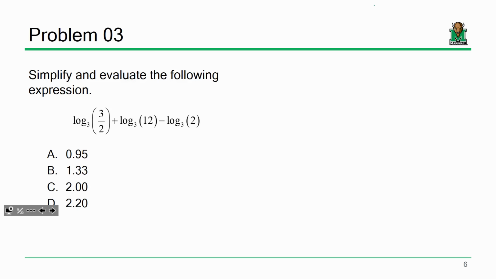Okay, let's sort of write all this out. Okay, let's start off with, let's just write it out. Okay, so the base 3 log of 3 halves plus the base 3 log of 12 minus the base 3 log of 2. Now, I'm going to start off by keeping this pretty basic and look at, okay, that is the worst bracket I've ever drawn.